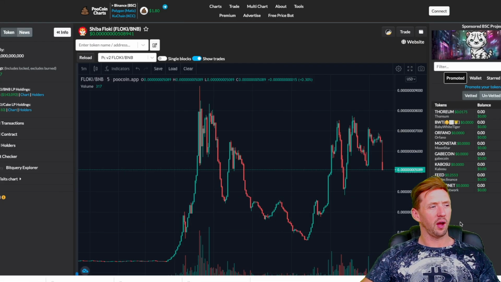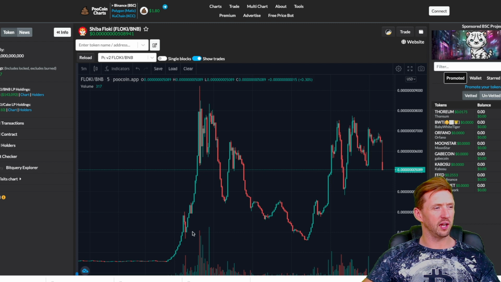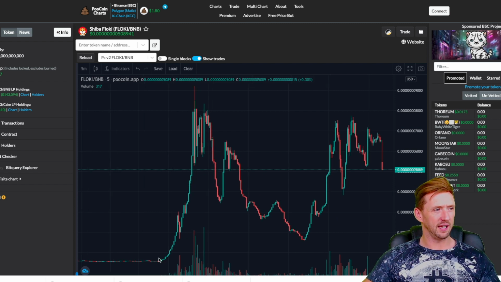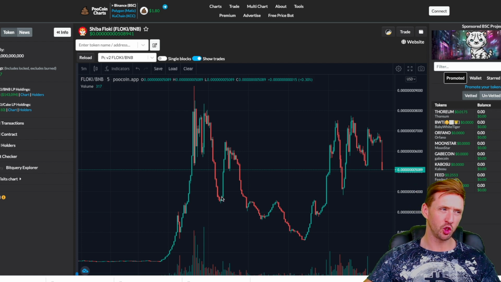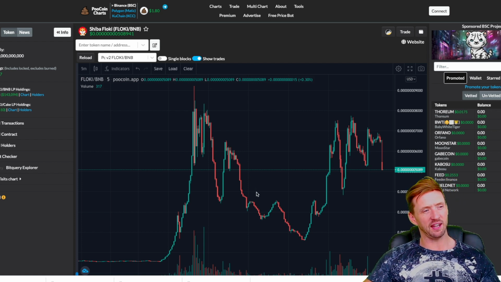So here we go. As you can see, this token is having a roller coaster of a ride. It has had the astronomical pump, then a mid dump, then a pump again. Then it sort of bottomed out and found its momentum, and now it's sort of finding ground around about this area here.